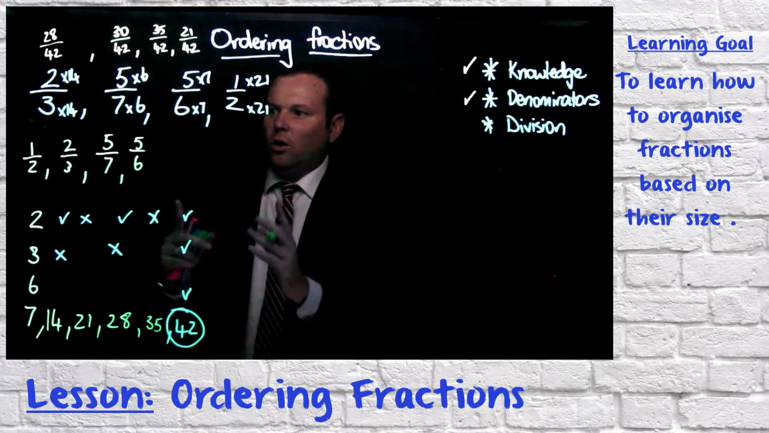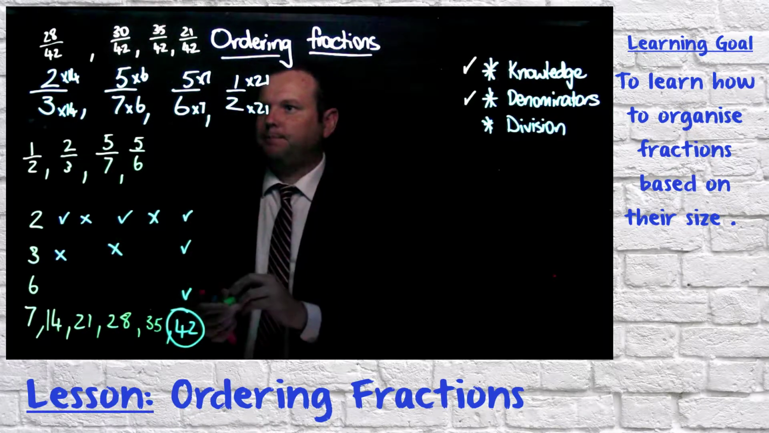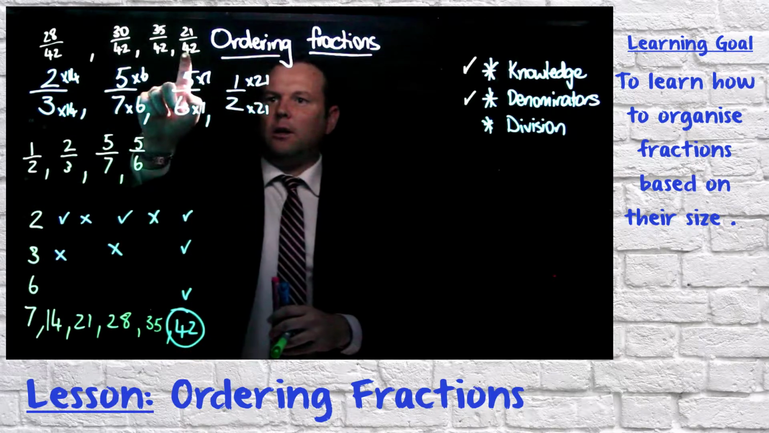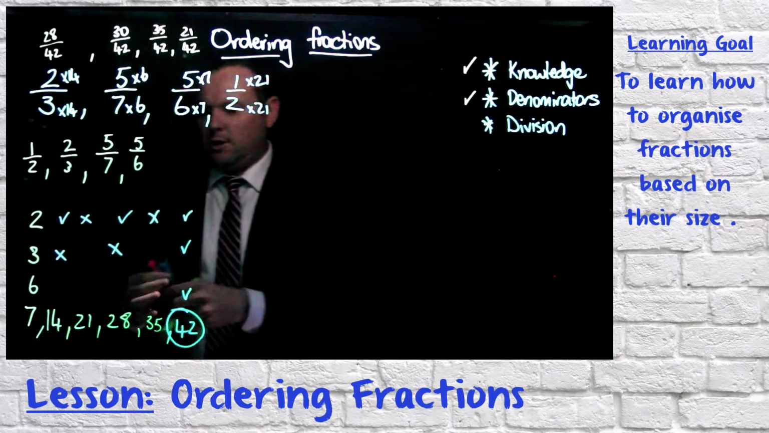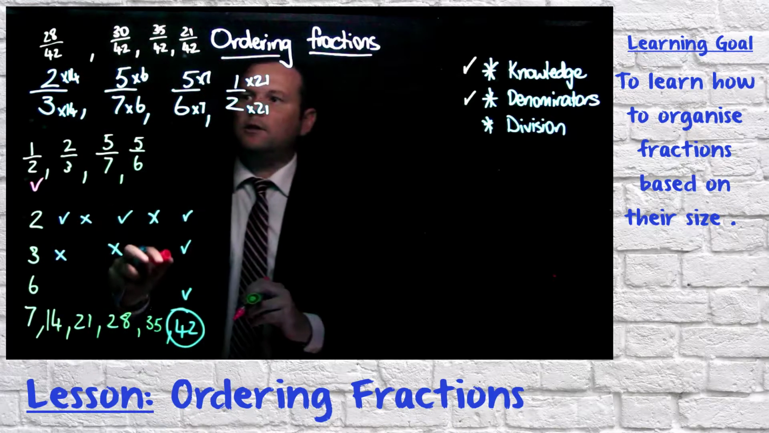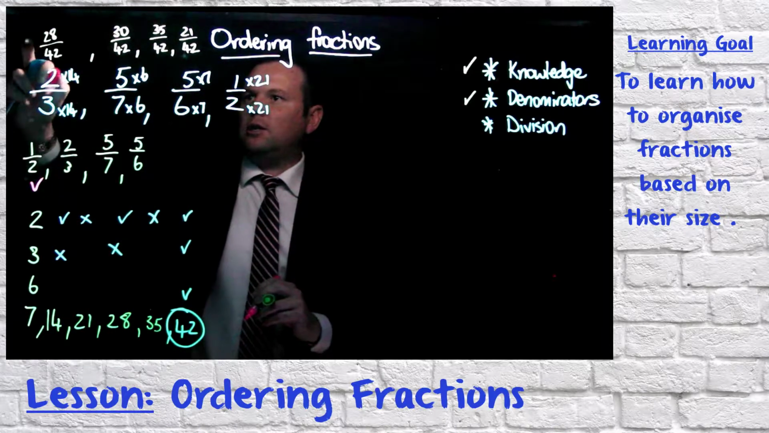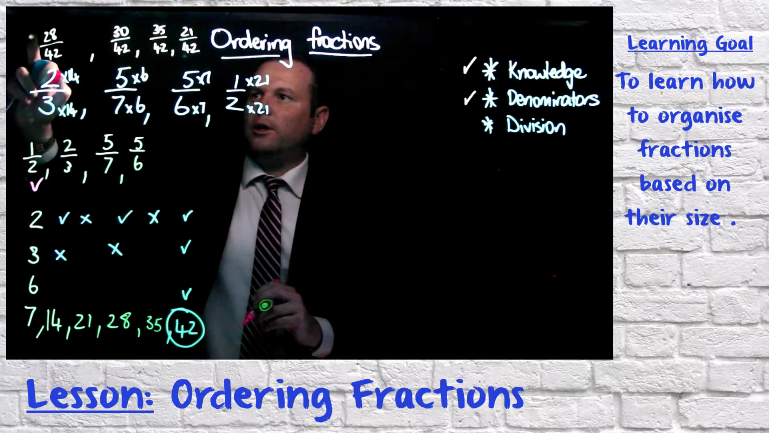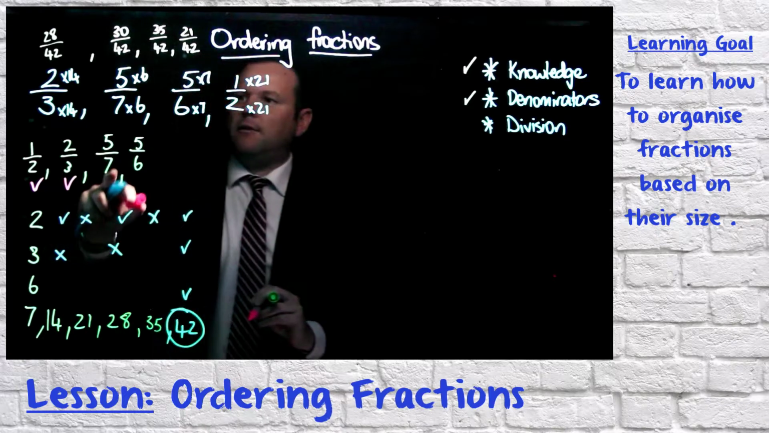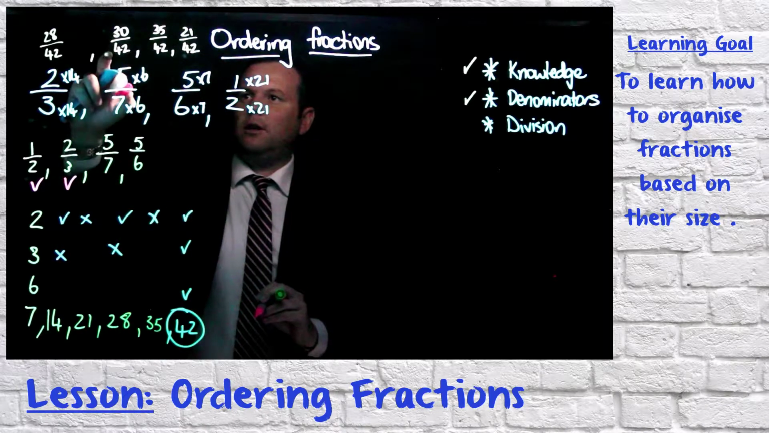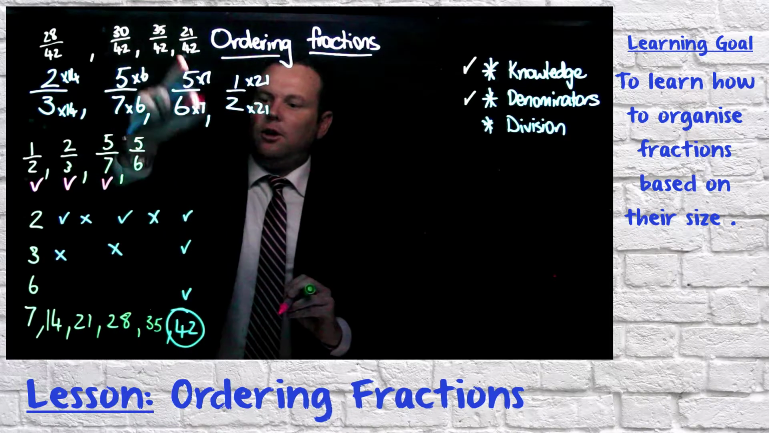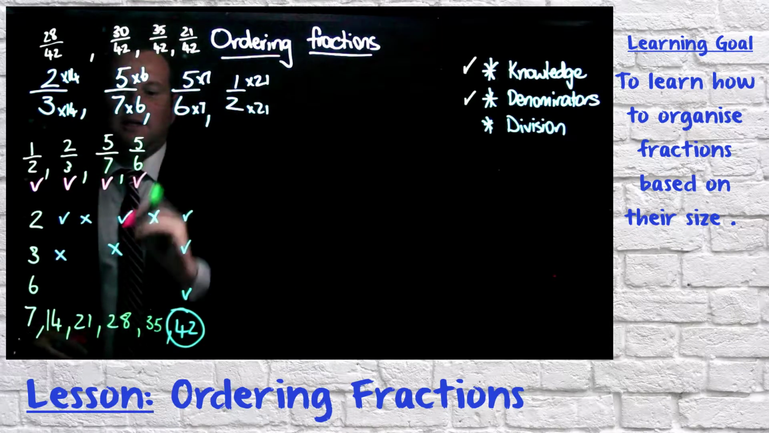So let's have a look. Let's see if I got it right. Okay. So I said a half was first. So that one's the lowest. Yep, it was. I was correct there. I got that one right. Then I said 2/3. So here's my 2/3. It's 28 over 42. Yep, it is. It is the second lowest. And then I said 5/7. Here's 5/7, 30. Yep, it is the third lowest. And then obviously 35 over 42 is our highest.